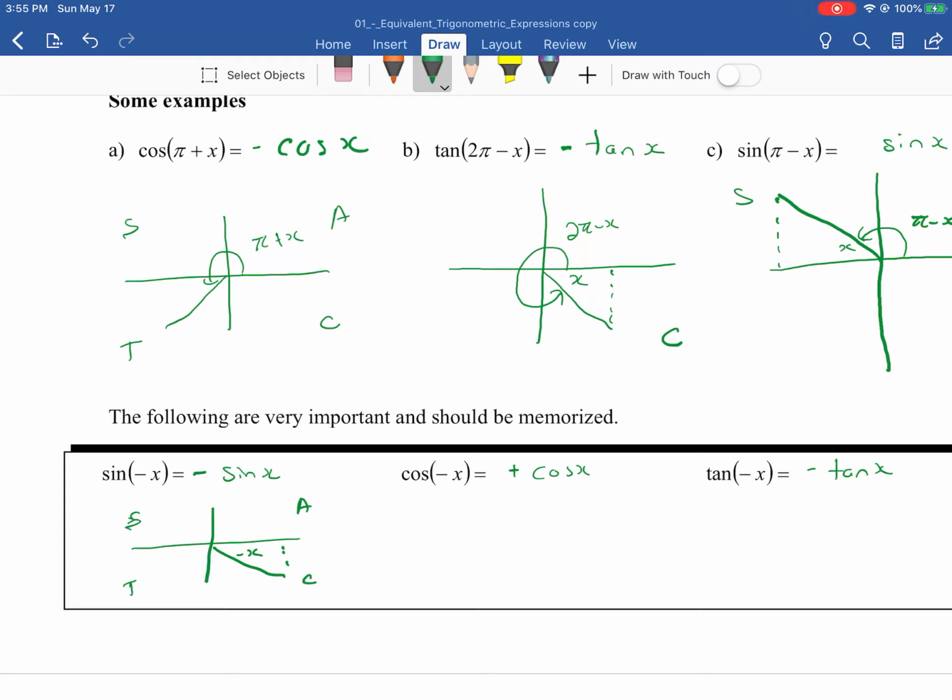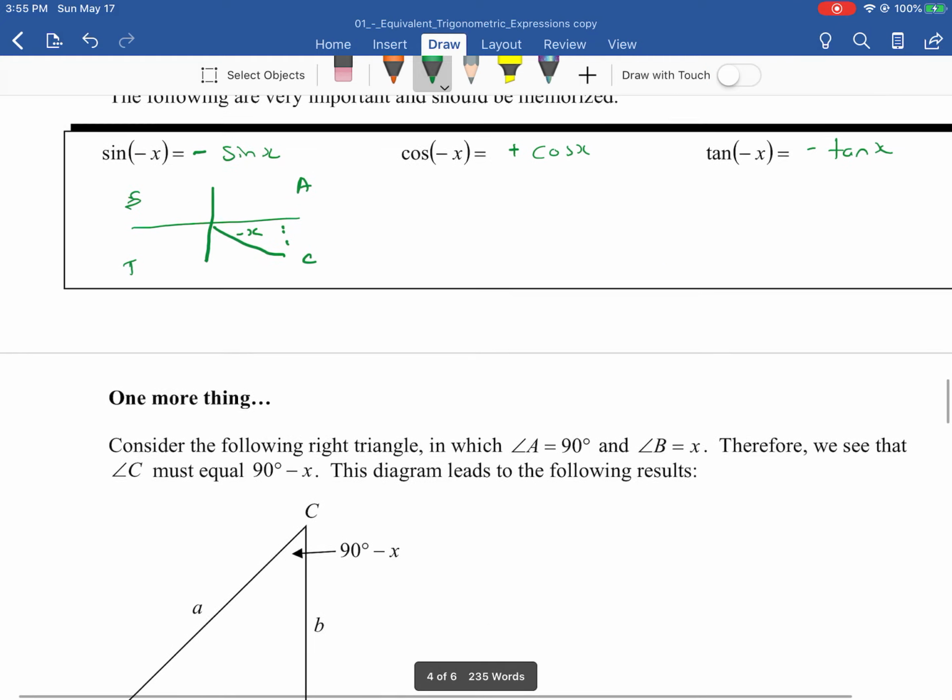Some people just memorize this, that in sine and tan, you can bring that negative out front. It's a lot more complicated than that, but effectively, that's what you do, is you just bring the negative out front, whereas cosine just sort of eliminates that negative.